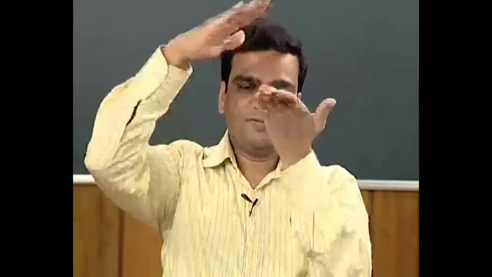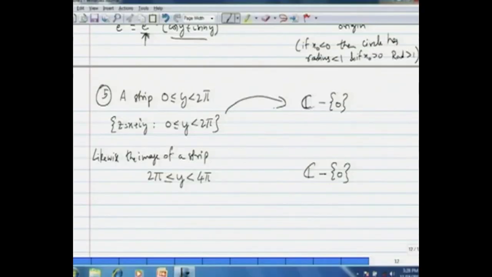So, you can split the entire complex plane into these strips of y ranging from 0 to 2π. Okay. And you can imagine the complex plane to be a stack of these strips, and the image of each of the strips is all of the complex plane minus the point 0. Okay. So, what is also important is that the map from this strip onto C minus 0, which is all of the range of e^z, is 1 to 1. Okay, the function e^z is 1 to 1 on this strip, which is not a feature of the exponential function in general.